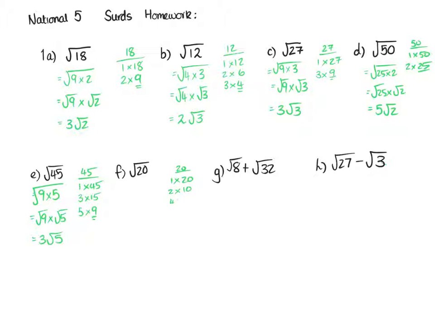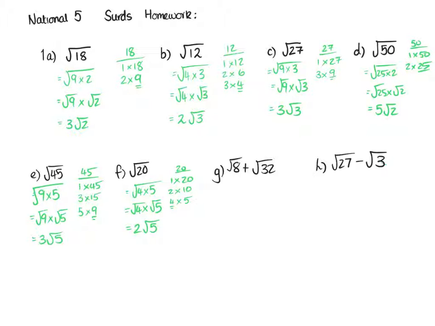We have 4 times 5. And because those are really close together, that's all our pairs, so our only square number we've got is that 4. So we do the square root of 4 times 5. So the square root of 4 times by the square root of 5, because we split it up, so we get 2. Square root of 5 stays as it is, so we get 2 root 5. Okay, so now on to G and H. These we have to add them together.